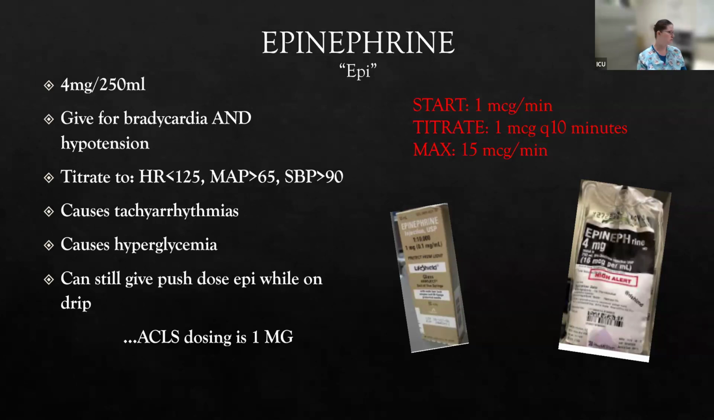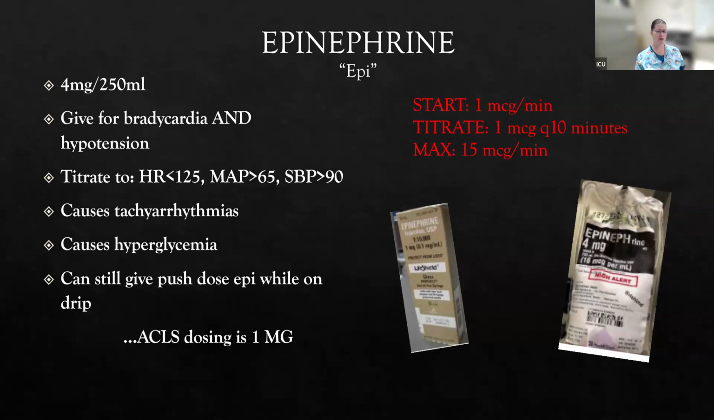Common concentration is 4 and 250. We can give this for bradycardia and hypotension. Notice it says and, not or. We're going to titrate to several things because epi is adrenaline and it will raise your heart rate. So we want to be cautious. We want to try to keep the heart rate less than 125, the MAP above 65. Again, work with your provider on that. And the systolic blood pressure greater than 90.